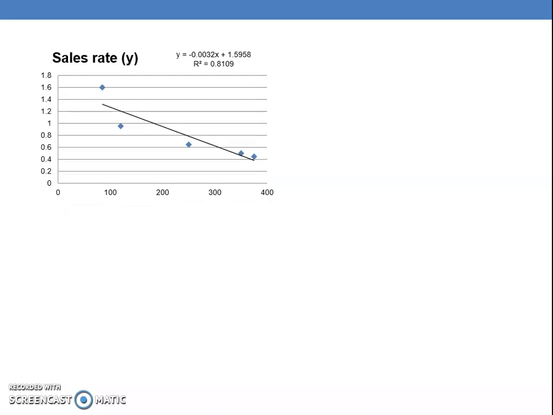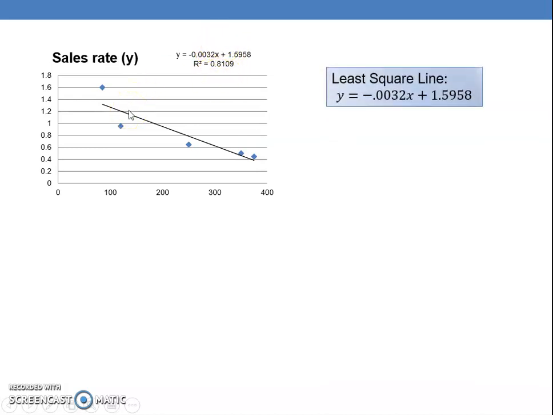All right, now let's go back to our sales rate, right? So in the beginning, I showed you the data, so maybe you can do it on your own. Try putting the numbers on Excel and make sure that you understand how to do linear regression. And after doing the linear regression, I came up with these numbers right here. So as you can see here, the least square line, I use 4 decimal places, or at least this is automatic on my version of Excel. So it says negative 0.0032x plus 1.5958, right? So that's my line right here.